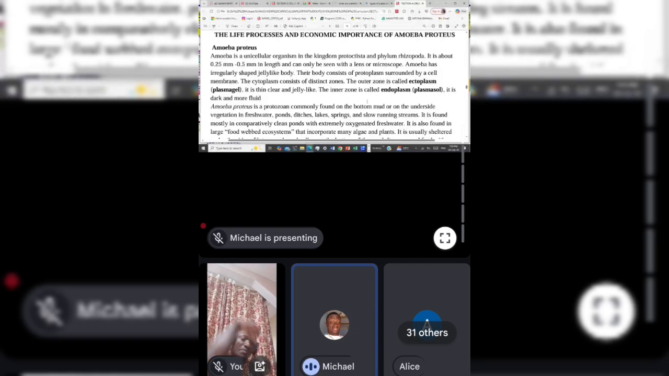Endo means inside, like endocarp, that is a part of the seed inside, the inner part of the seed. And the endoplasm is also called plasma sol. So plasma gel is the outside, jelly like. Use that mnemonic to help you remember. So plasma gel is the outer part, and it is jelly like.